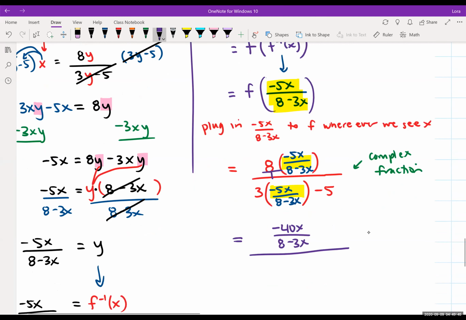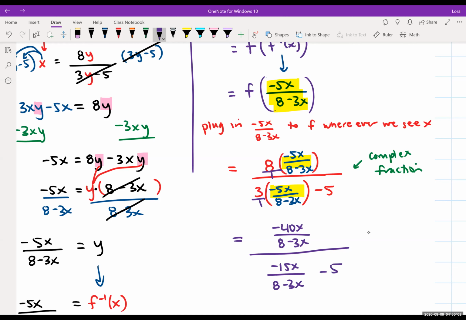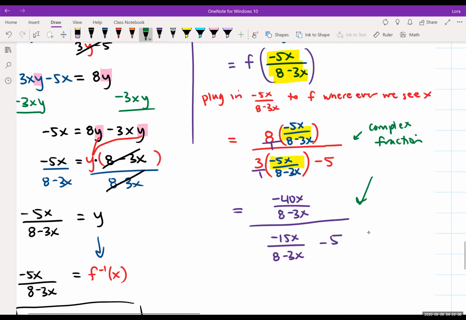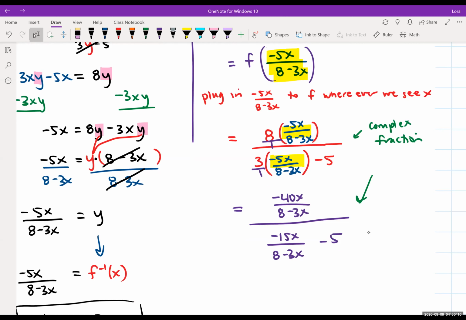And same idea with the 3. So we have 3 over 1 times negative 5x over 8 minus 3x. So that will leave me with negative 15x over 8 minus 3x. Still subtracting off the 5. We couldn't do anything for that. So still, that didn't help much in terms of the fact that you still have a complex fraction, but it did clean it up a little bit so that we can now approach what we want to do.